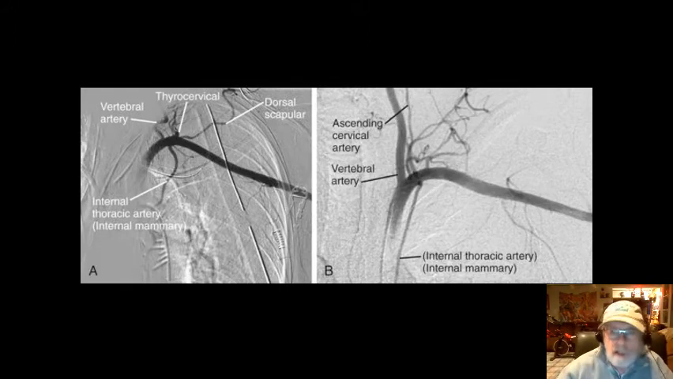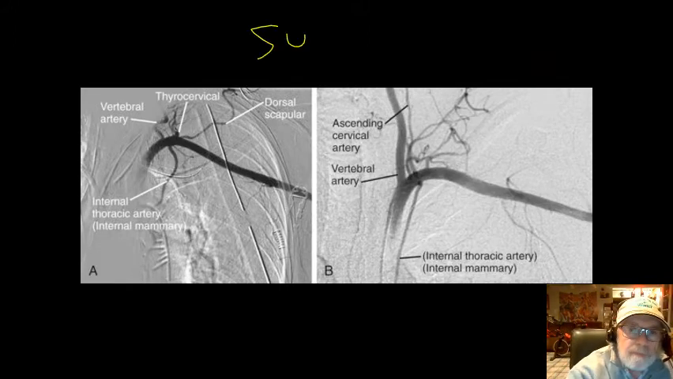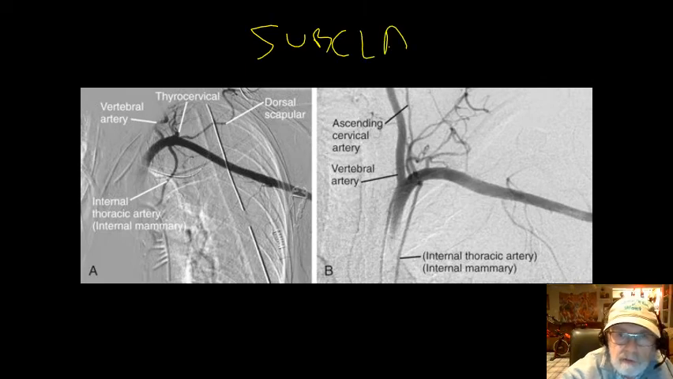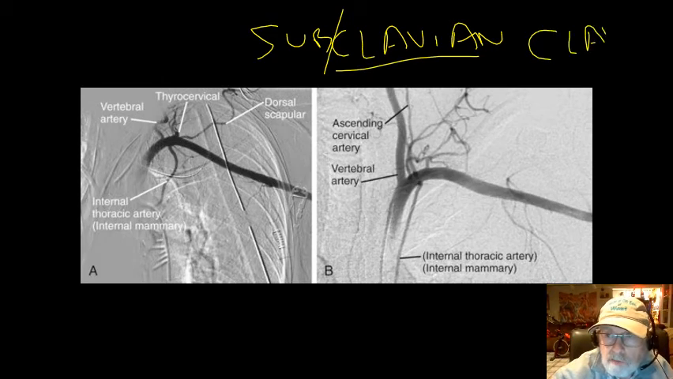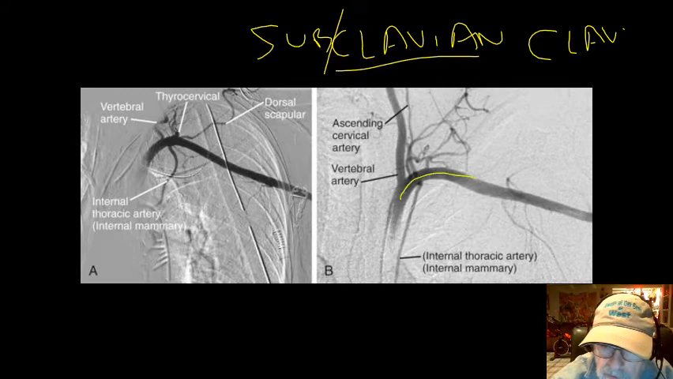And this is just looking a little bit closer at the subclavian artery. Sub means below, clavio means clavicle. So that's right below the clavicle. And okay, here's the subclavian artery right here. And again, we see our vertebral artery going upwards.